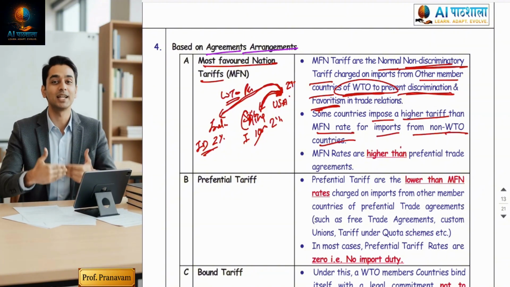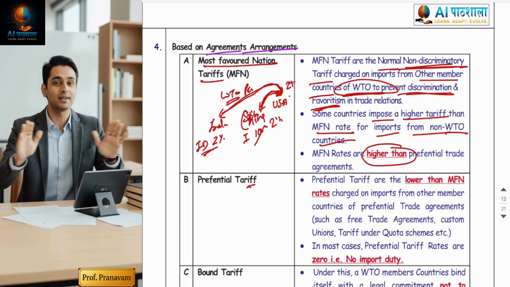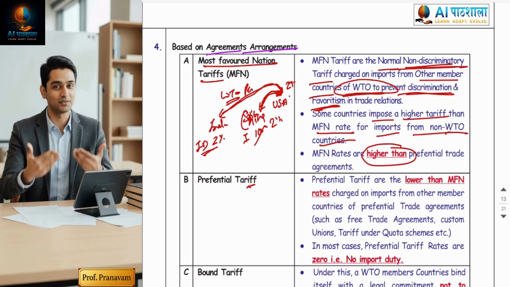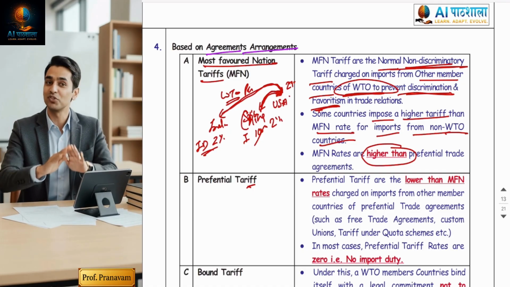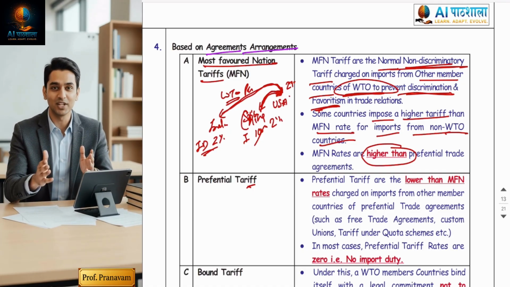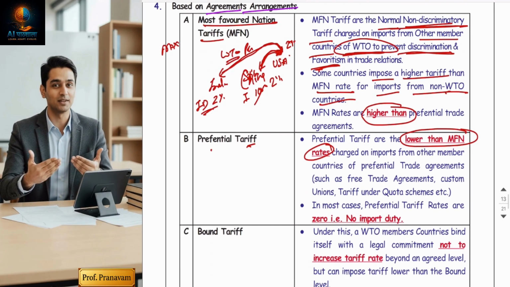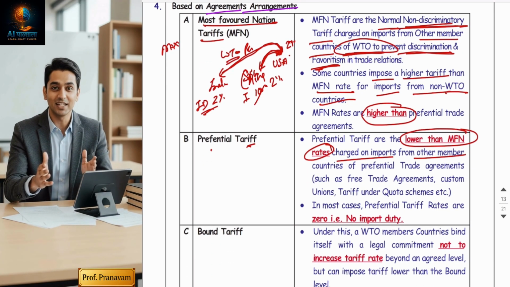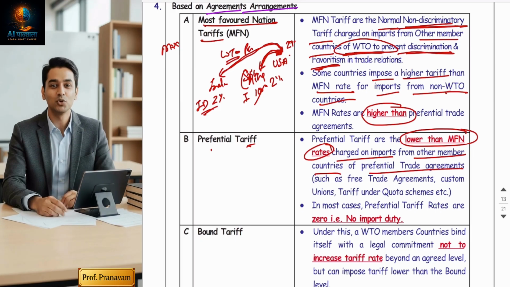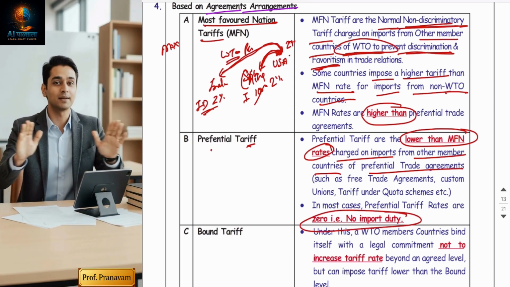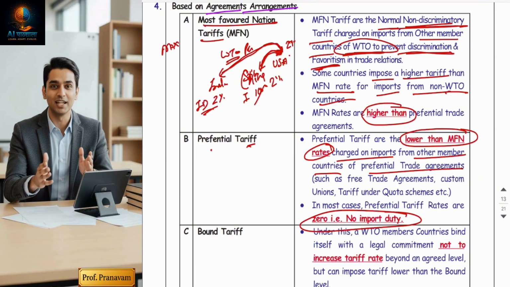Okay, so MFN rates are always higher than the preferential tariff. What is preferential tariff? I'll explain now, but hope you understood MFN. Yes, preferential tariff. The preferential tariff is applied under trade agreements. Now understand, preferential tariff is generally lower than MFN. MFN is the maximum. Preferential tariff is derived from the MFN. Now it is charged on imports from other member countries under a preferential trade agreement. Under a preferential trade agreement, sometimes the tariff may be zero also, or no tariff. Goods freely enter the market.